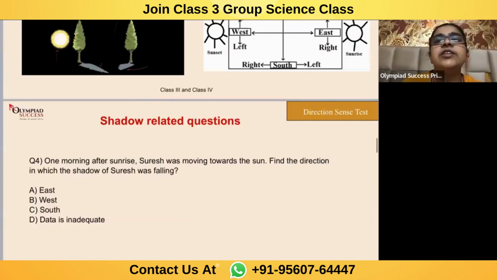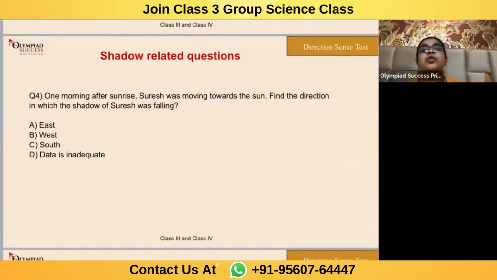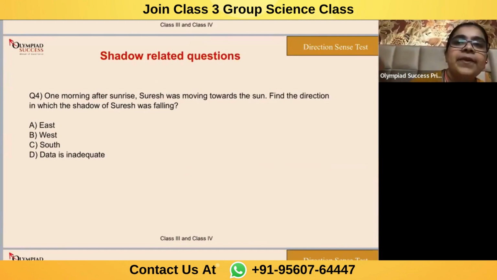Now we'll have a question related to it. This is Suresh. Suresh is moving towards the sun. Find the direction in which the shadow of Suresh was falling. Read the keywords. Very good. First correct answer, Vivan. This time Vivan went quick. Shiven, Kirtana, very good. Vanya, very good. Rishant, check. Jian, very good. Shankar, right. Amoka, Sachi, correct.